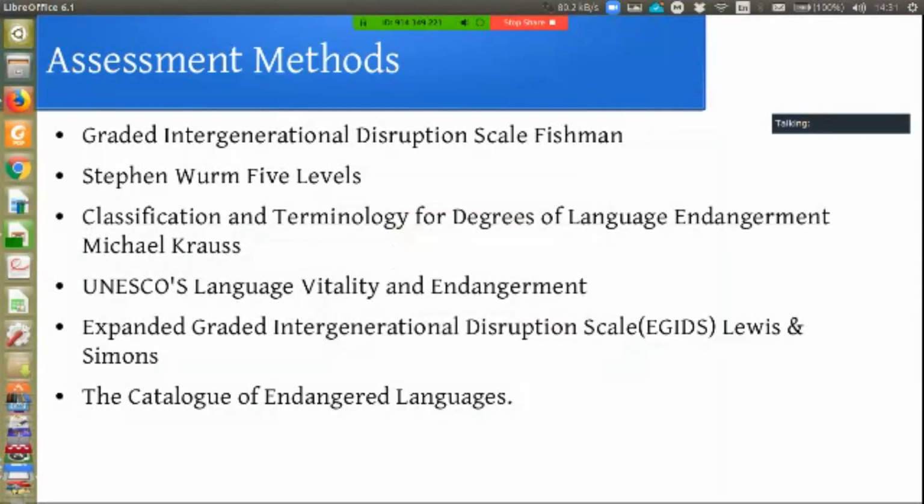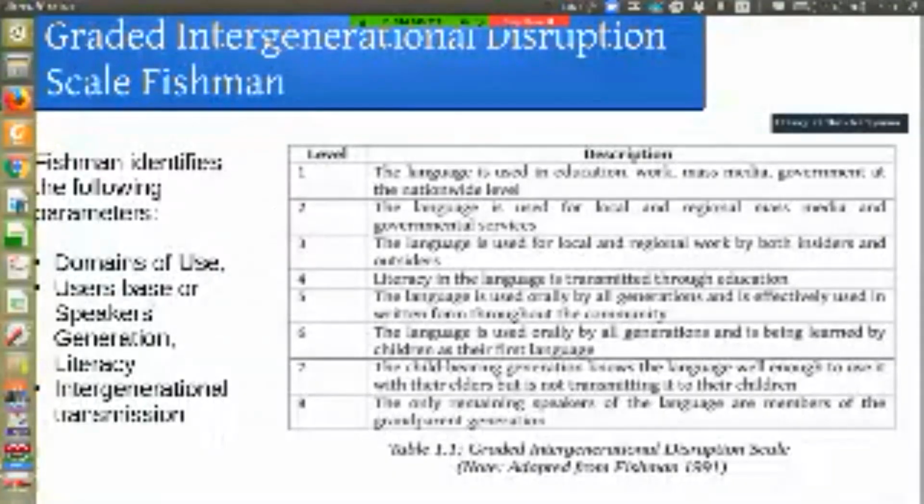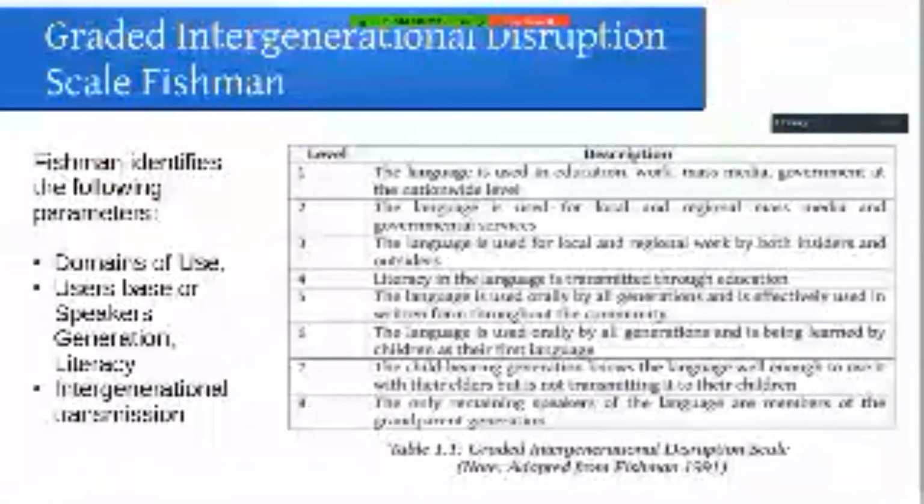Fishman was the first one to devise a scale to understand language disruption. At that point of time he called it language disruption. He identified four parameters to do this. Literacy is not being bulleted. The first parameter is domains of use. The second is users' age, or speakers' generation. The third is literacy, and the fourth is intergenerational transmission.